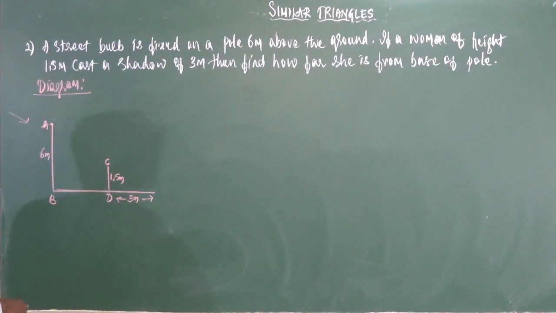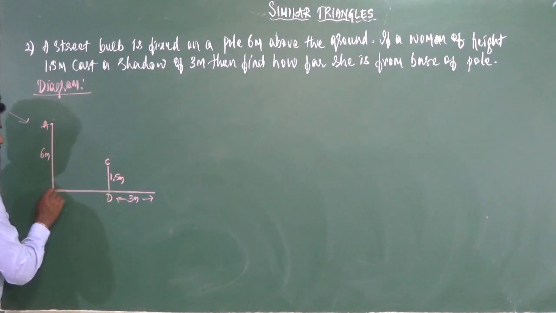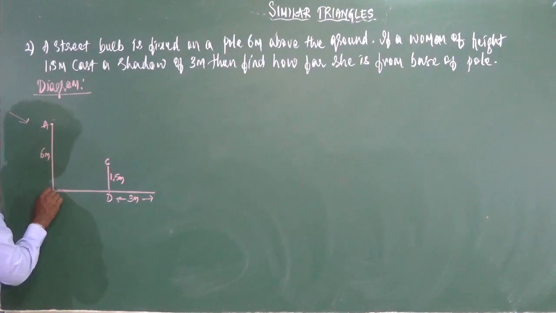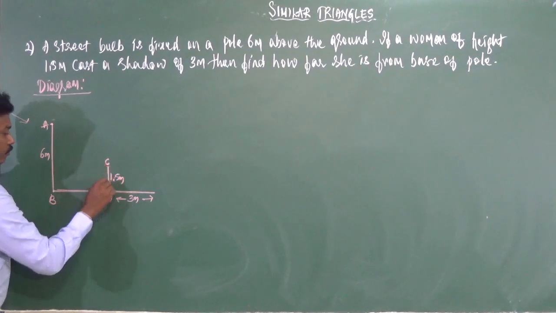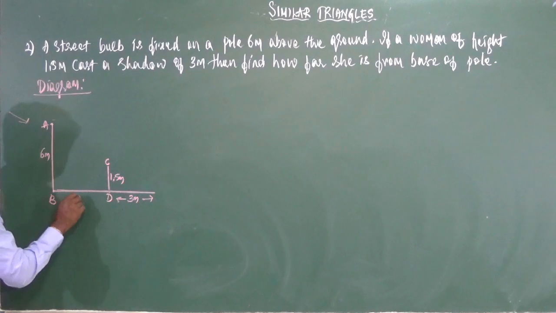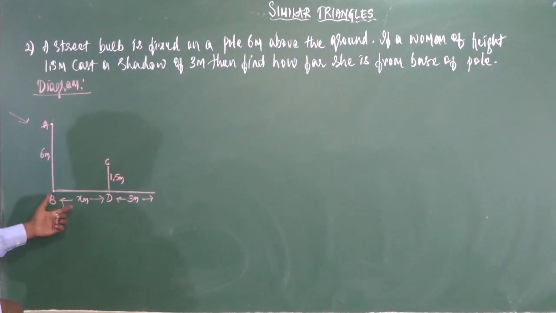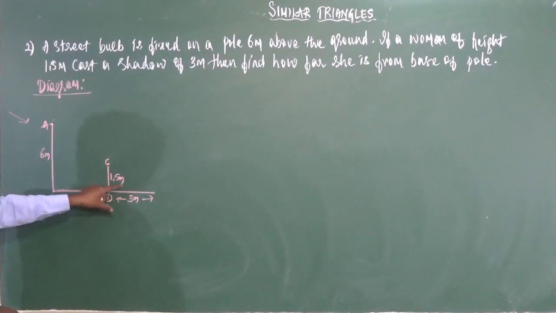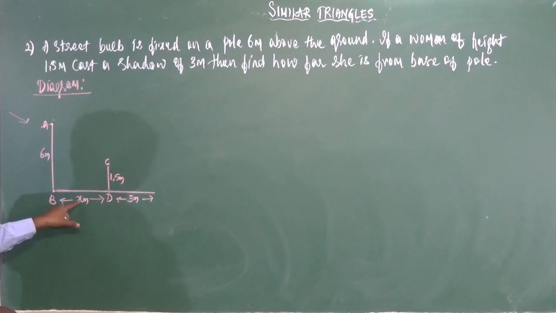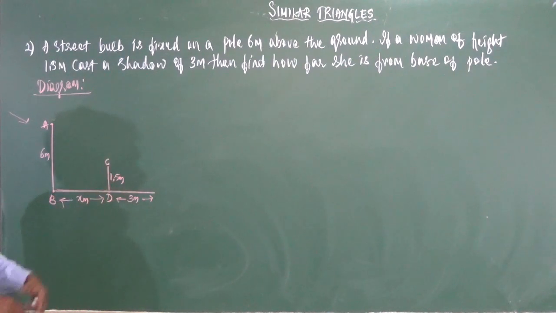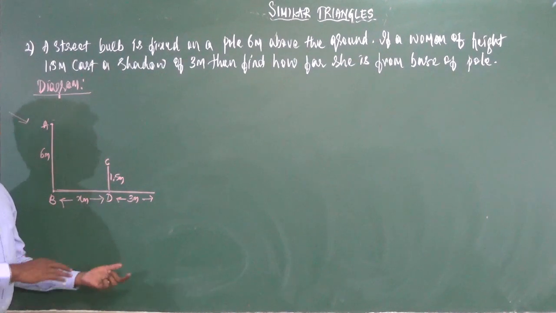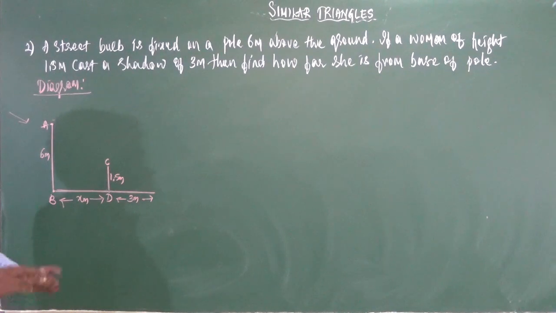Then find how far she is from the base of the pole. So you have to find this distance. This is the base of the pole. From the base of the pole, at what distance is the woman standing away? So we have to find the length of BD. Let the length of BD be x meters. Just check yourself: this is in meters, this is in meters, this is also in meters. So therefore let it be x meters.